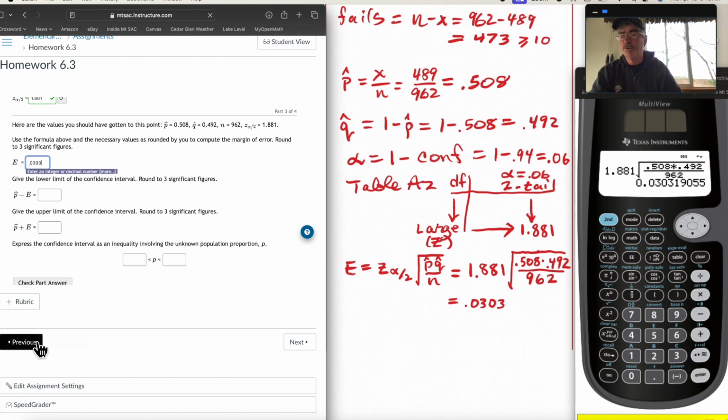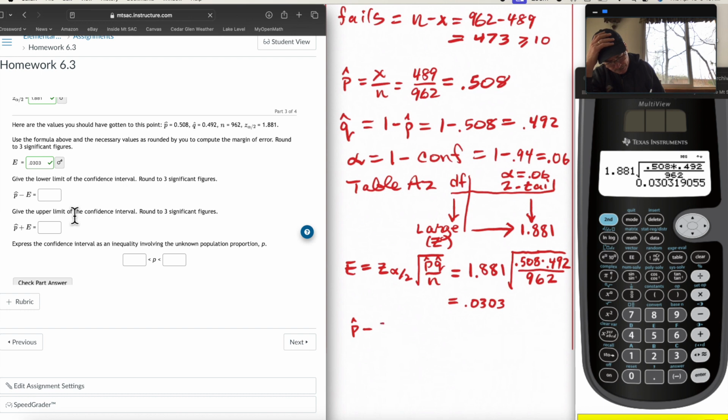I think probably worth checking that. So it's good. And now we can do the easy stuff. So p hat minus e, these are the limits for the confidence interval. So p hat minus e. So p hat was 0.508. And then we'll do minus 0.0303.